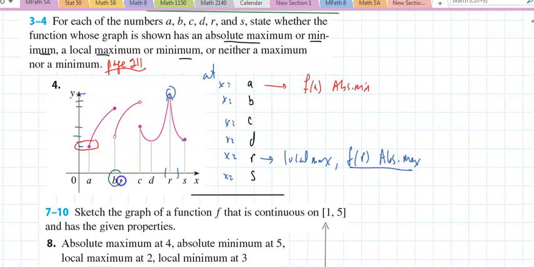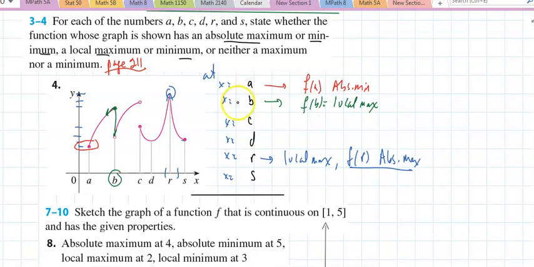Alright, how about f of B? Well, let's look at B and see if we can make sense out of it. If I'm standing at B, if I move to the left, wouldn't you be going down? How about if you move to the right? Don't you go down as well? That's the definition of a local maximum. So we're going by definition now.